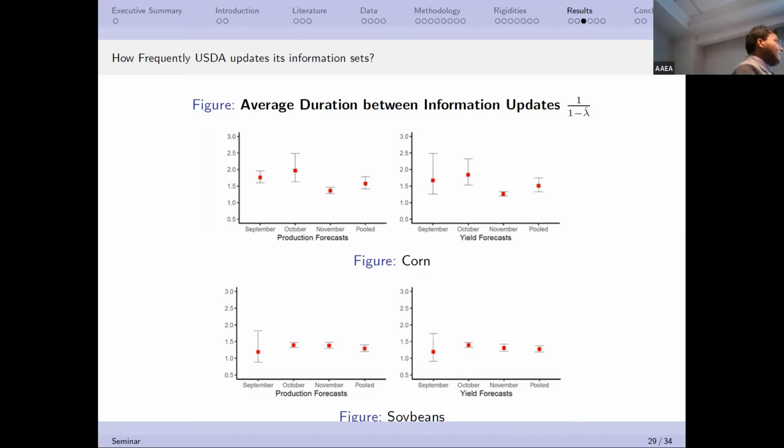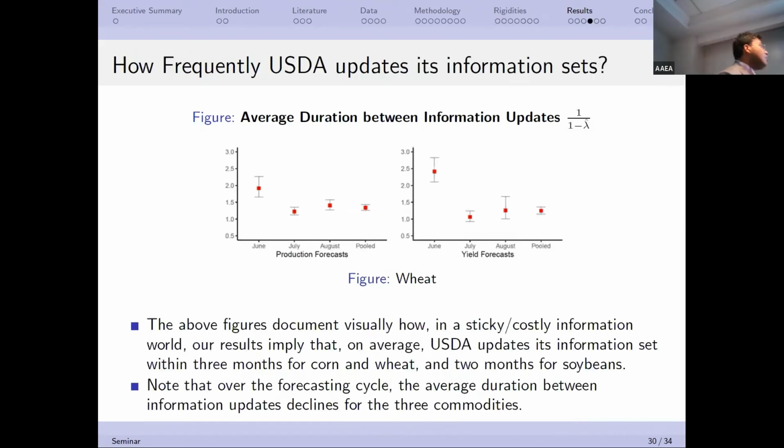All in all, the USDA is able to learn much more as it moves towards the end of the forecasting cycle. And it's able to update its information set almost across all commodities within 1 to 2 months. However, for wheat, at least in the initial period, specifically in June and July, it updates its information set almost every 3 months.